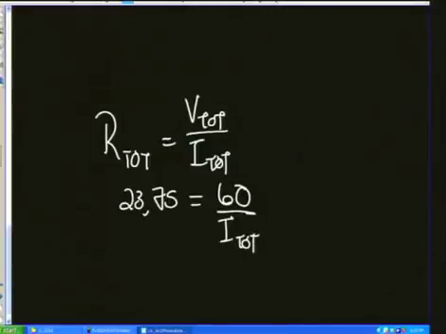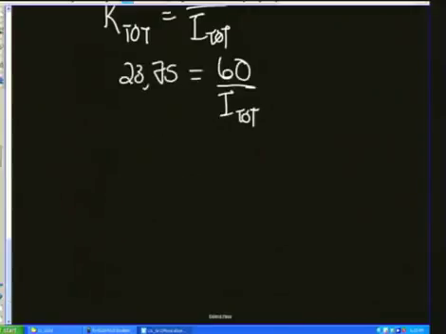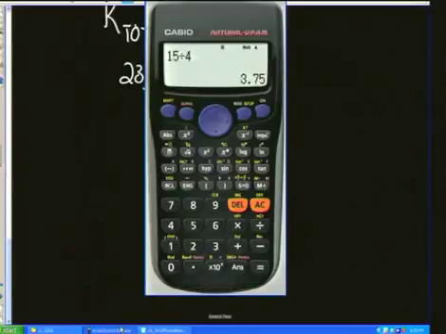And to get I total on its own, we're going to take it over to the other side. So I total is 60 divided by 23.75. Watch, we're going to go 60, not 600. 60 divided by 23.75. There we go, and we don't want it as a fraction, and we get 2.53.